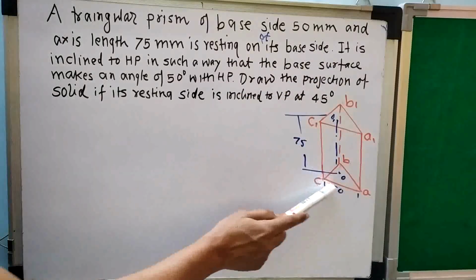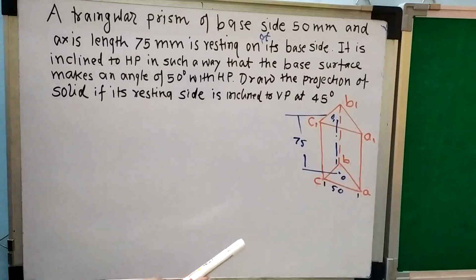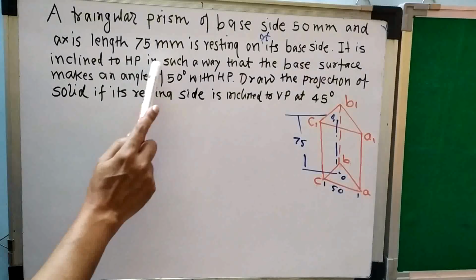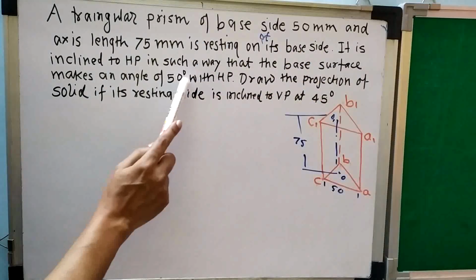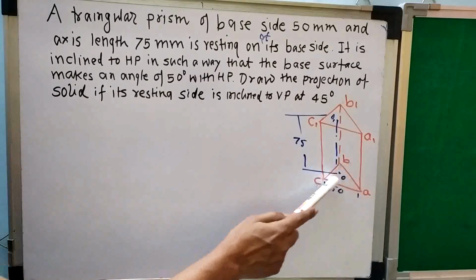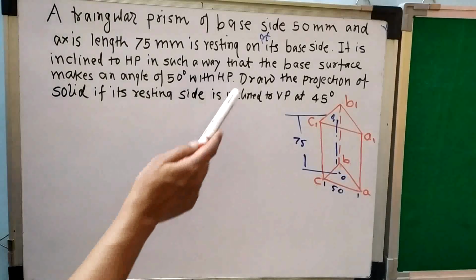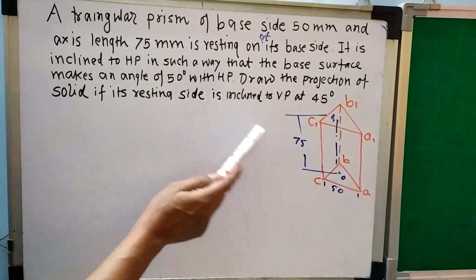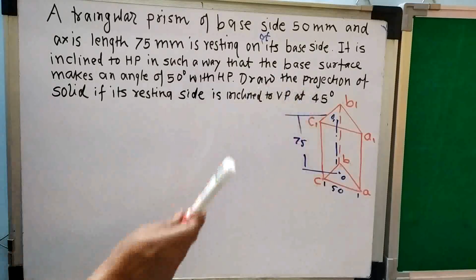So there are three base sides. Let's consider AB as the base side on which it is resting on HP. It is inclined to HP in such a way that the base surface, ABC, makes an angle of 50 degrees with HP. Draw the projection of the solid if it is resting side AB, which is inclined at 45 degrees.